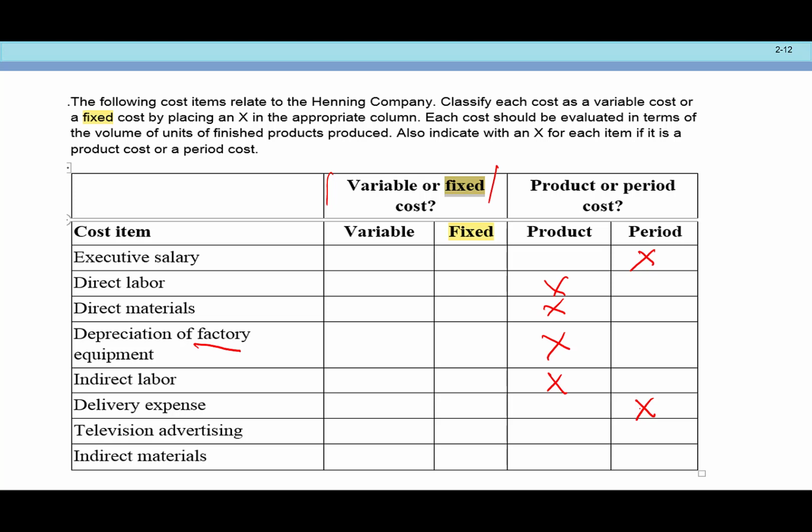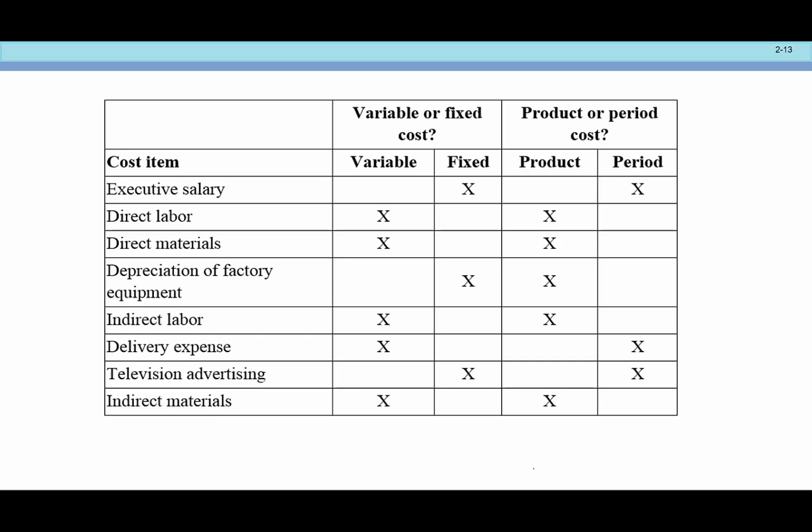Okay, how about television advertising? No, that's going to be treated as what? As a period cost. That's selling. That's a selling cost, right? Okay. How about indirect materials? Those product. We'll worry about fixed versus variable later.